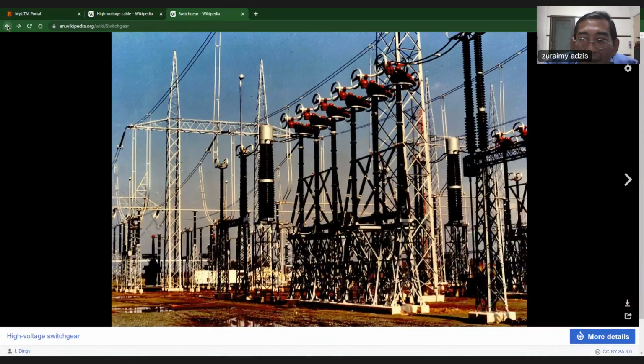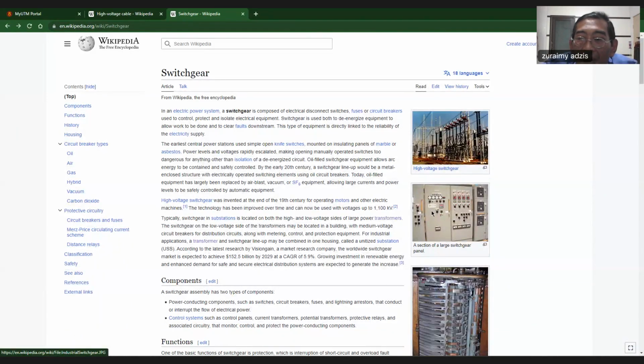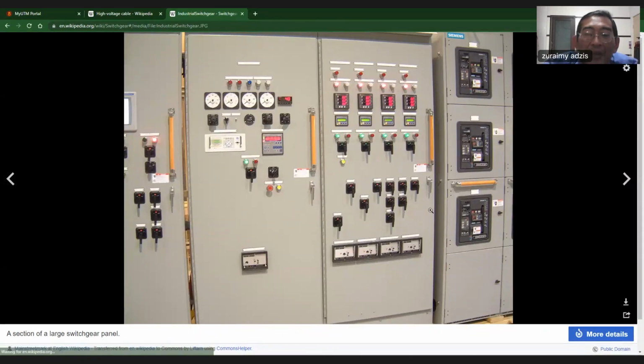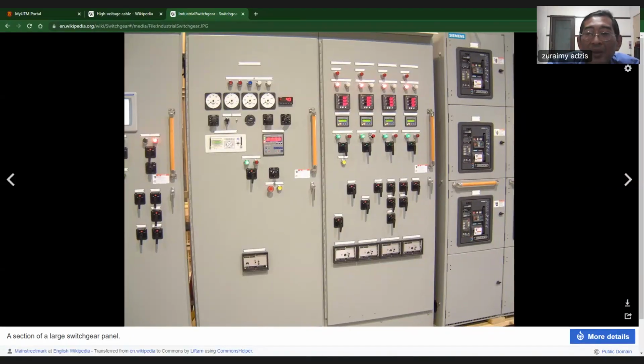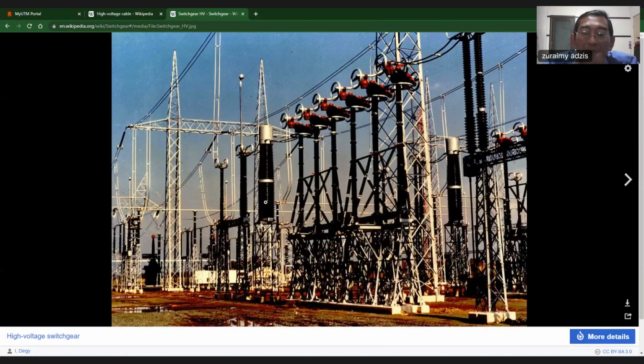And what else? Figures. But the main switch is there, but the controlling of the switch is usually indoors and from a panel like this. So this, with a combination of this one, is called a switchgear. All right.